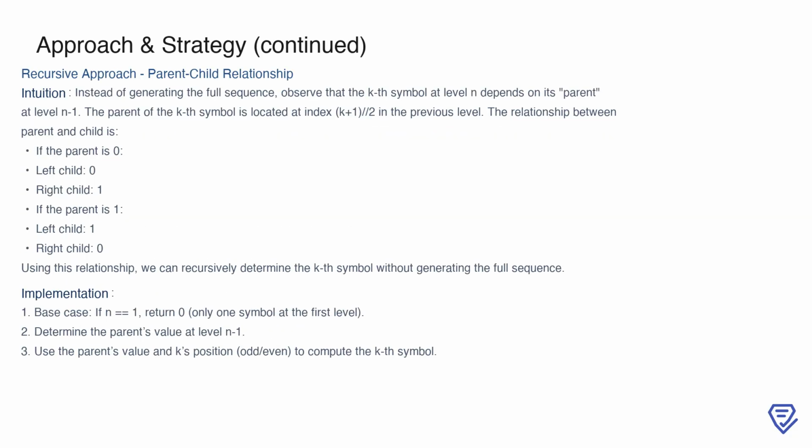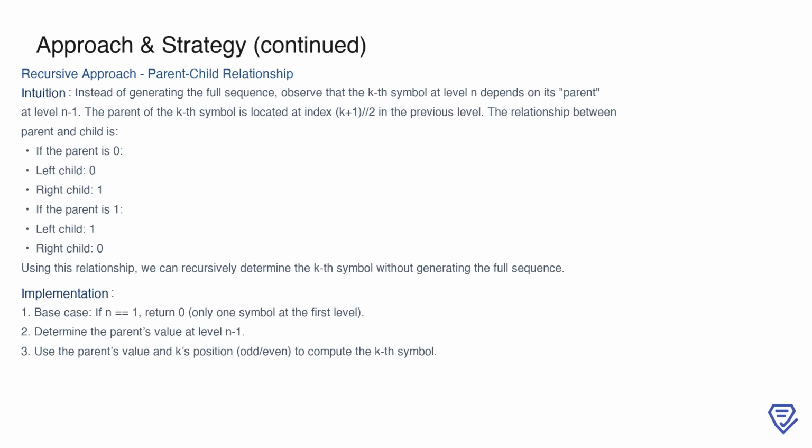A more efficient strategy leverages the recursive relationship between levels. Instead of generating the entire sequence, we can focus on the parent-child relationship. The key observation is that the K-th symbol at any level depends solely on its parent in the previous level. We can determine the parent's index using the formula (k + 1) // 2. The relationship between parent and child is straightforward.